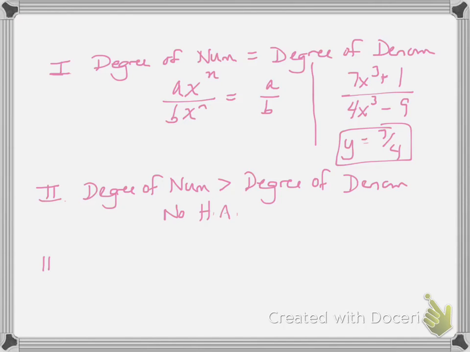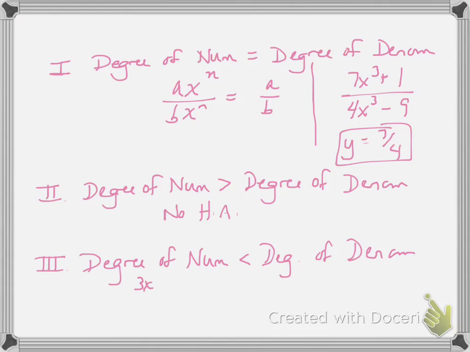So that leaves us one other case. The only other thing that could happen is that the degree of the numerator is actually smaller than the degree of the denominator. And that would be something like, let's say, 3x plus 1 over 7x squared minus 5, right? In a case like that, the horizontal asymptote is automatically y equals 0. So that leaves us one more asymptote to talk about, and that would be what we call a slant asymptote. So let's look at the next slide.